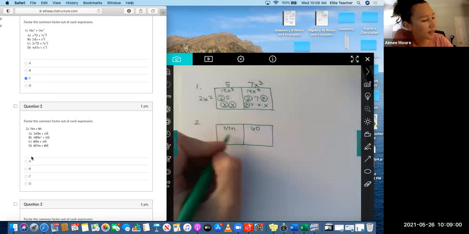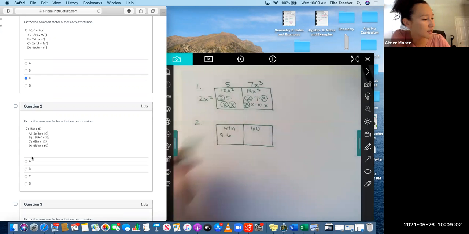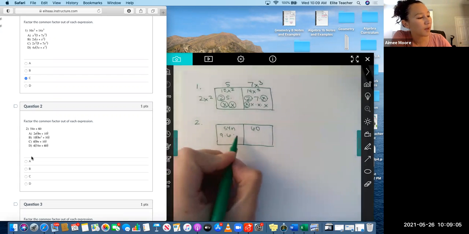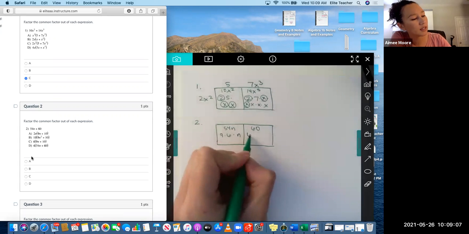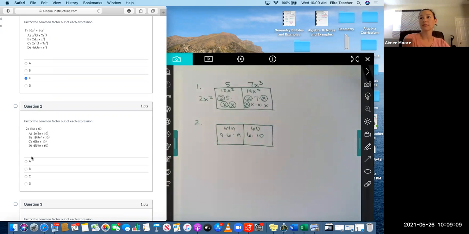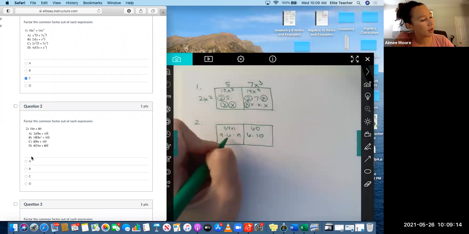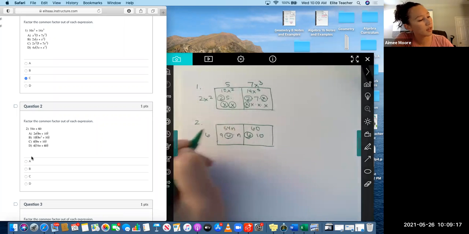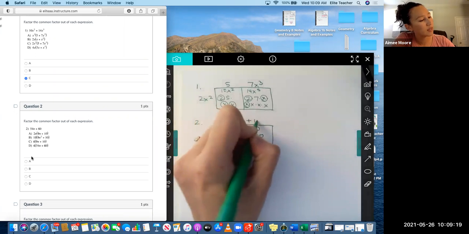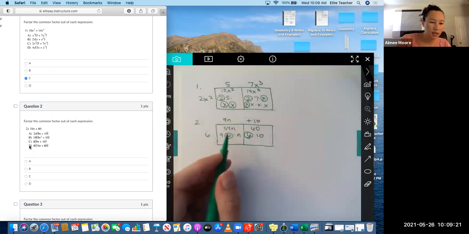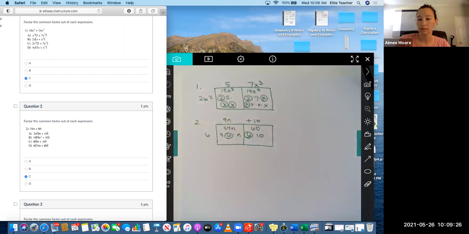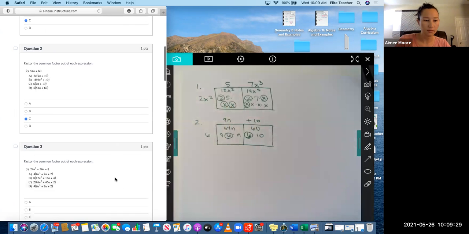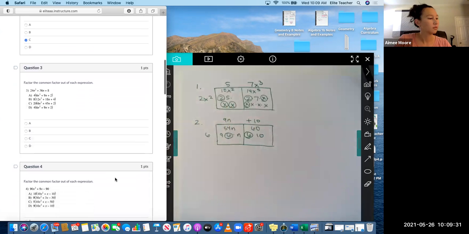I got one in the chat. You're close. So it's not 9 times 5, but 9 times 6 is 54. And then we have an n. And then 60 is just 6 and 10. So then our common factor is a 6. So we have 9n plus 10. So 6 times (9n plus 10) is C. Any questions on number 2?